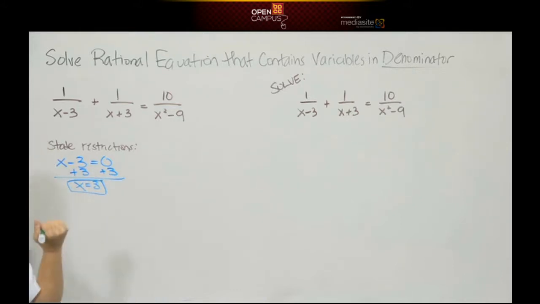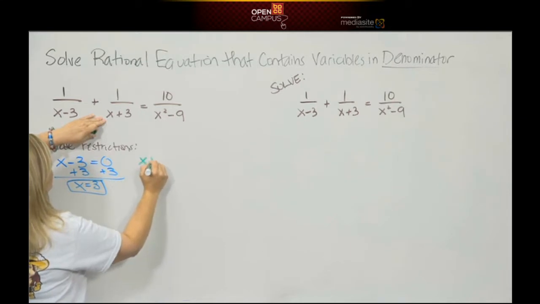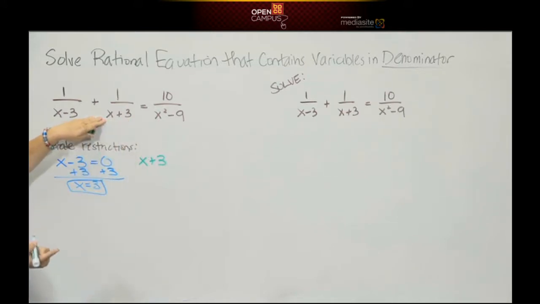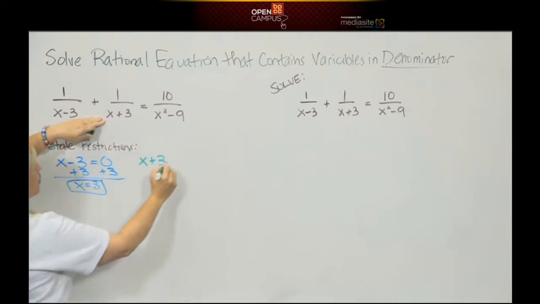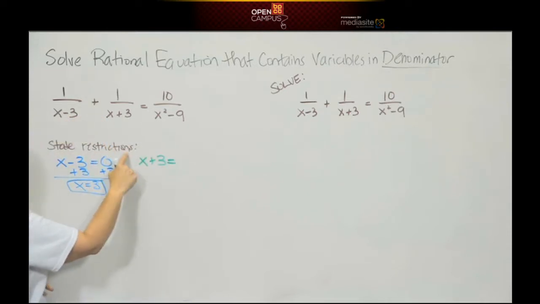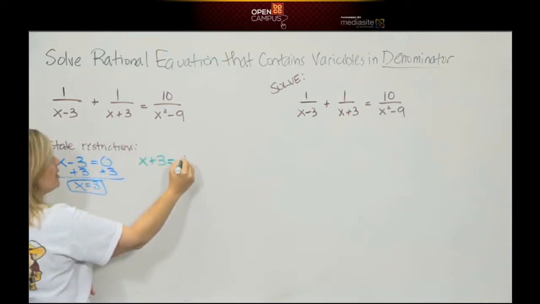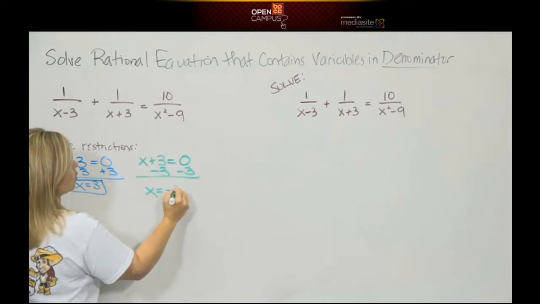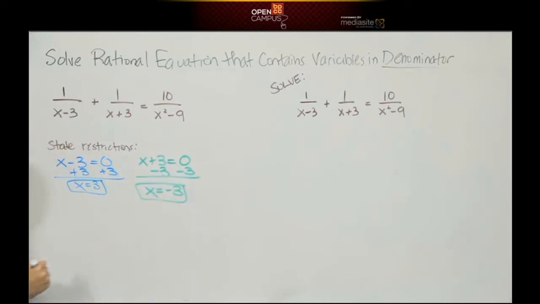Okay, go to our next denominator, x plus 3. What number do I put here and add 3 to that will make a 0? If you said -3, you're correct. But to prove it to you, again, restriction means take your denominator, set it equal to 0. I'll subtract 3 and get x equals -3. So now I have 2 restrictions, but I'm not done.